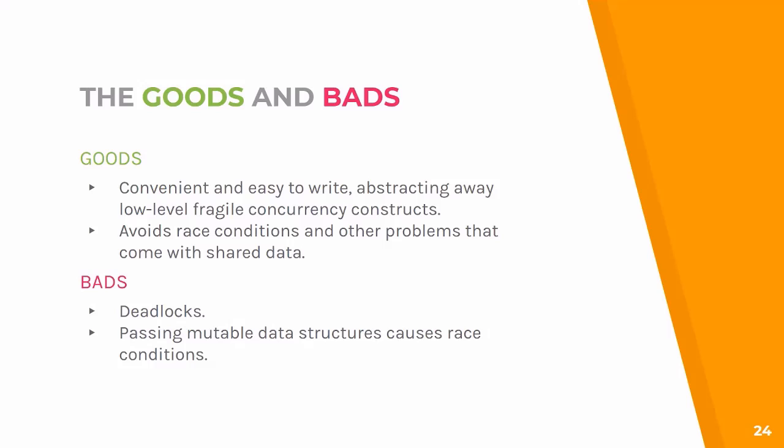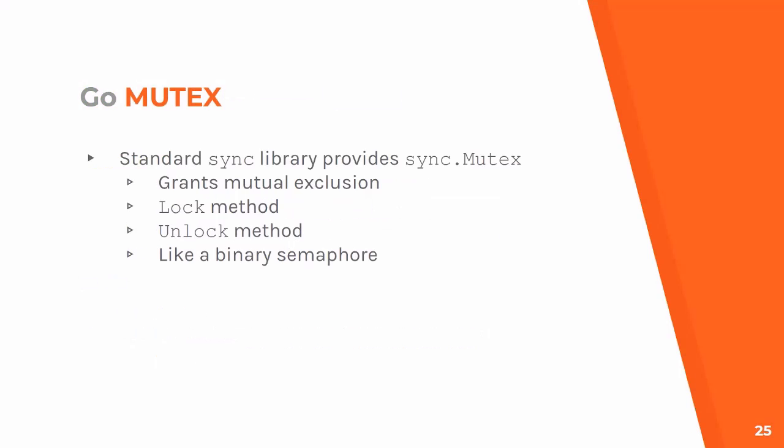Also, larger Go data structures like maps and slices are mutable, so passing pointers through channels may create race conditions. A goroutine not synchronized by specific channels could be modifying a structure at the same time as one which is in sync. Go also provides a mutex through its standard sync library. It grants mutual exclusion through its lock and unlock methods, and it can be used just like a binary semaphore.